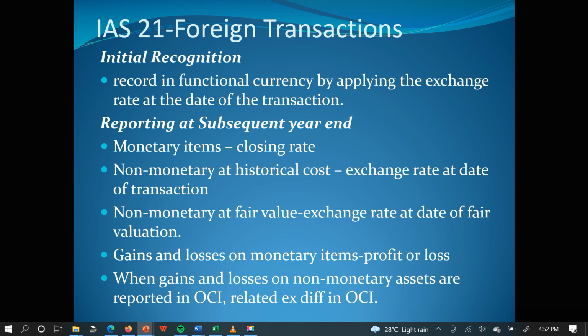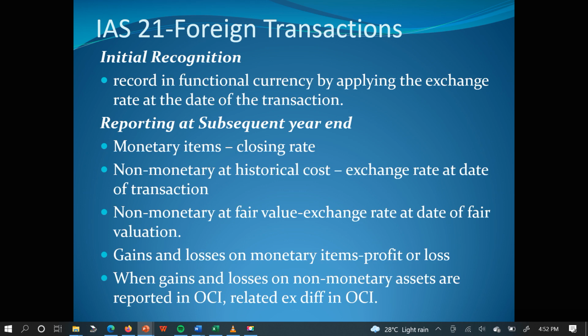Record in functional currency by applying the exchange rate at the date of the transaction. So if you buy today, check the rate for today, apply it, and do your double entry. It's that simple. When you buy PPE today, check the date you took delivery of the PPE, use that date's exchange rate, translate, and do your double entry.